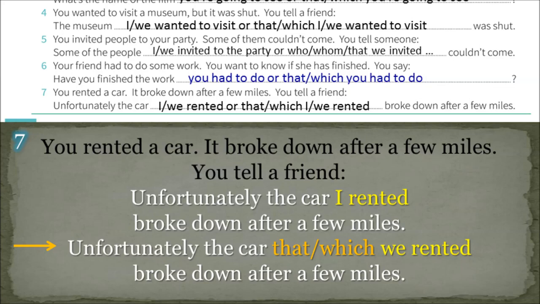You rented a car. It broke down after a few miles. You tell a friend, Unfortunately, the car I rented broke down after a few miles. Unfortunately, the car that we rented broke down after a few miles. Unfortunately, the car which we rented broke down after a few miles.